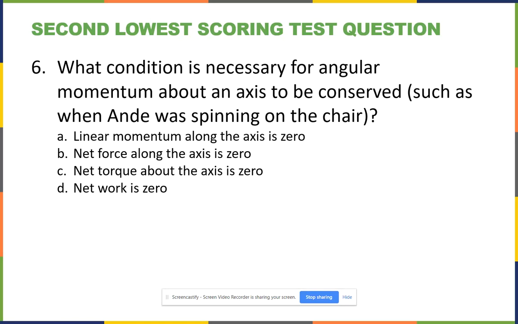So what condition is necessary for any momentum about an axis to be conserved, such as when Andy was spinning on the chair? Andy apparently was a sore point for y'all, because the 2 questions with Andy in them were 2 of the bottom 4.